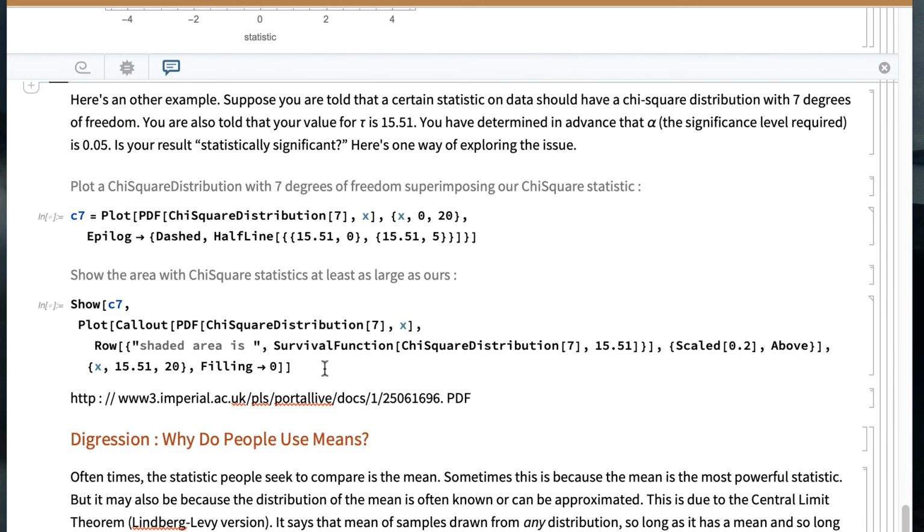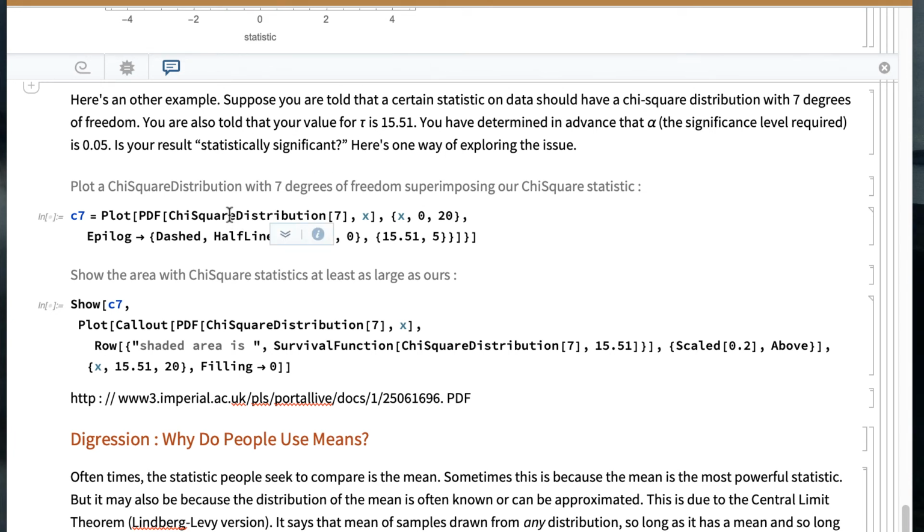Let's take another example. Supposing you're told that a certain statistic on data should have a chi-square distribution with 7 degrees of freedom, and you're told that your value for tau, your chi-square value, is 15.51. You've registered in advance that you're looking for a p-value of 0.05 or less, and you now want to figure out, is your data statistically significant? Is it enough to disprove the null hypothesis?